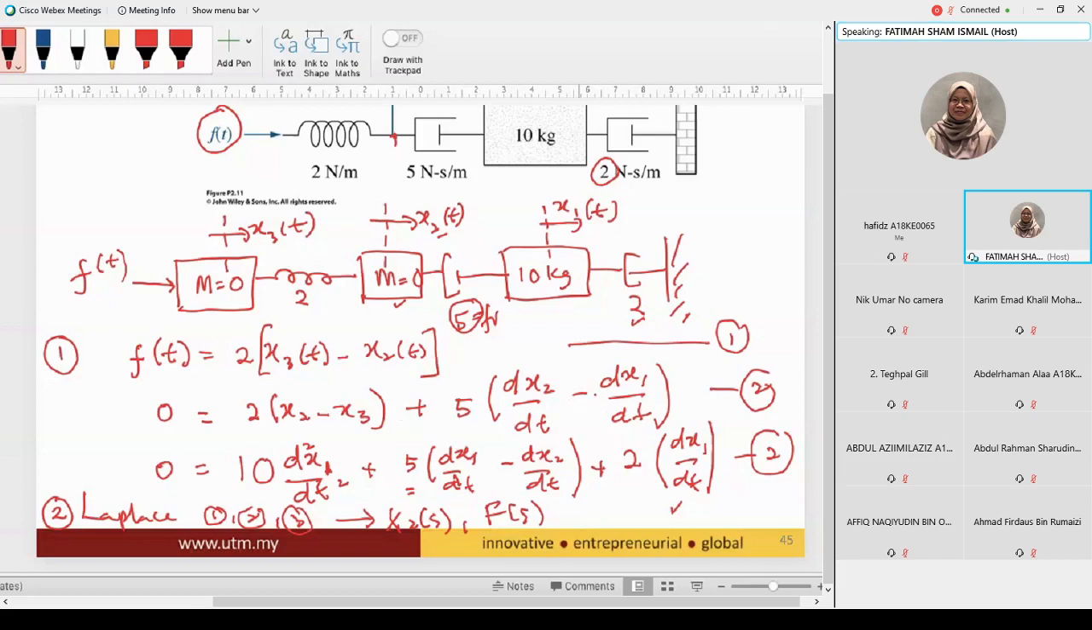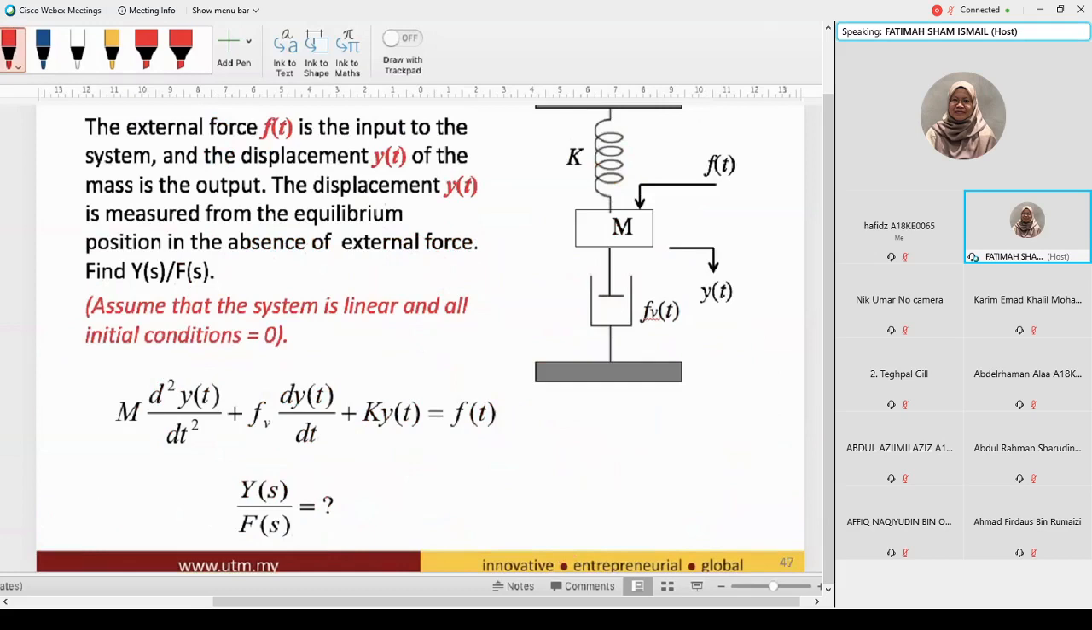So the second equation has x1 and x2. Substitute x1 into the third equation. So you can finally get x2 and F(s). So practice this one. If you have any question, you can ask. Okay, any more question? Yeah, just one question.